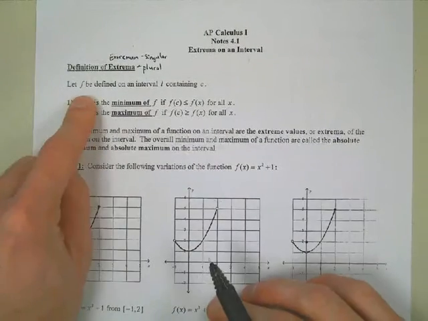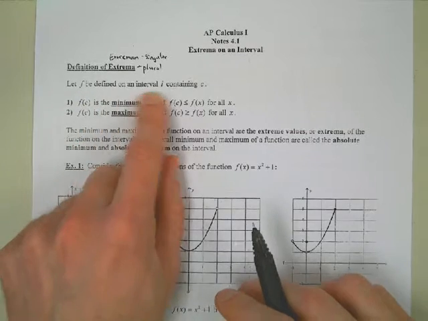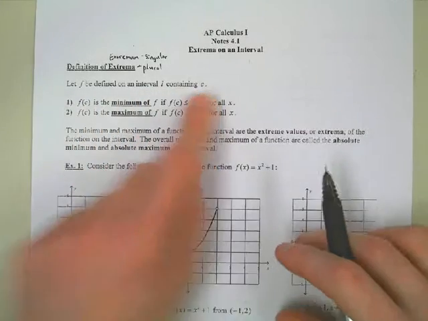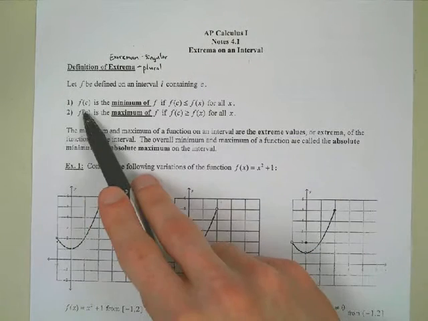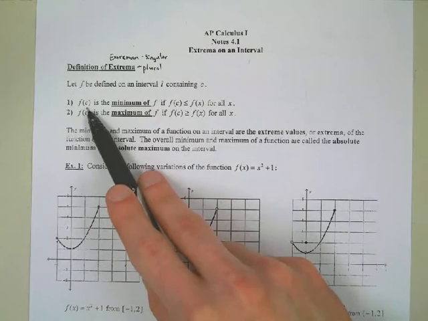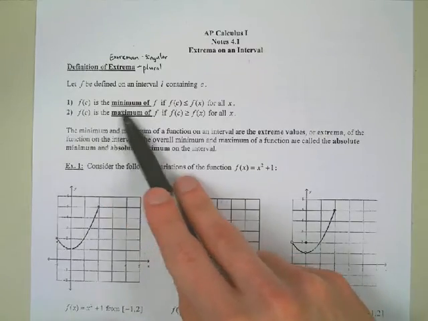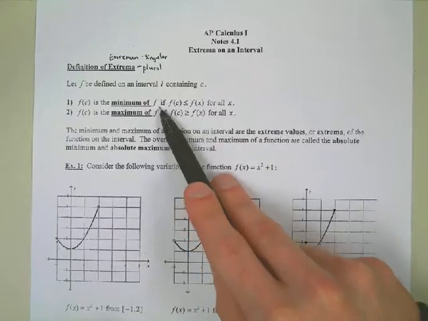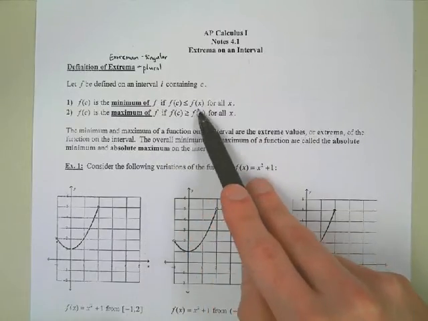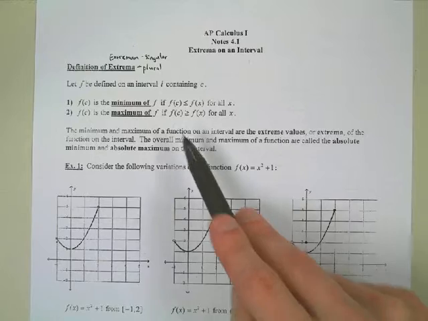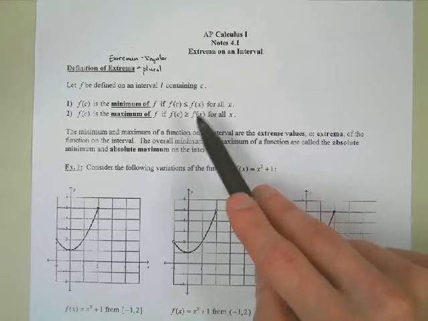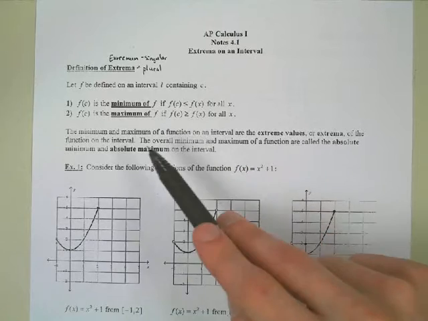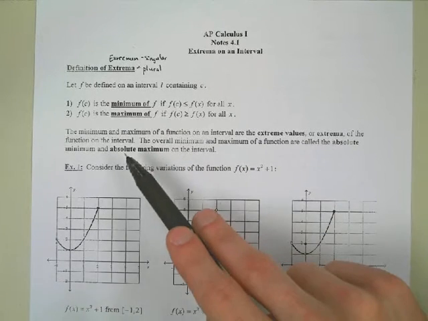Let function f be defined on an interval I containing c. We call f of c, so notice f of c is a y value, the minimum of f if f of c is less than or equal to f of x for all x values. So if f of c is the smallest y value of all the y values on this interval I, then we call that y value the minimum value.